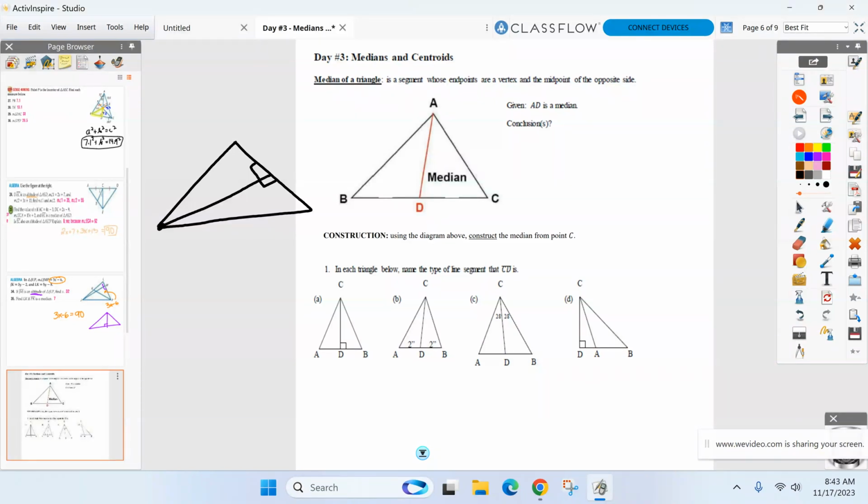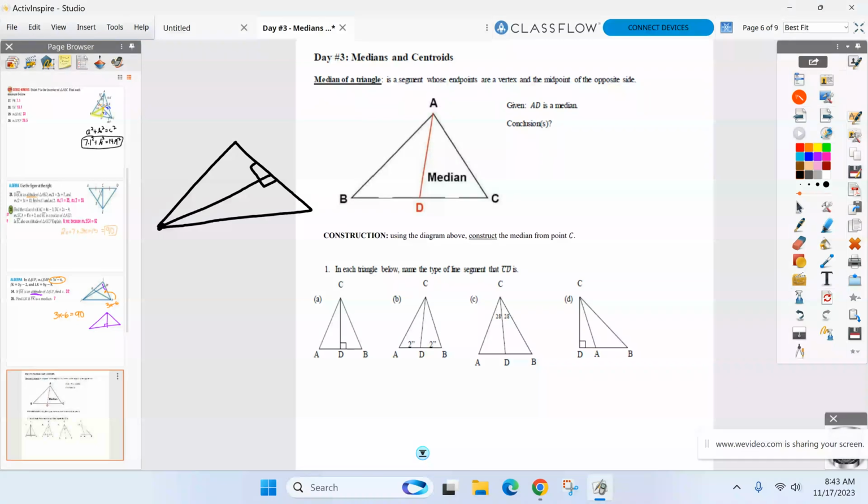So what I'd like you to do right now, my diagram is missing some markings. Now that you know what a median is, that it starts at a vertice and goes to the midpoint of the opposite side, can you please put your own markings on? If AD is a midpoint, what do you know now? AD is a median, D is a midpoint. What is true now?